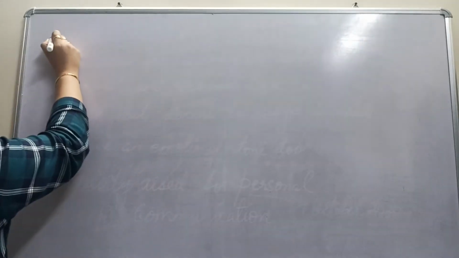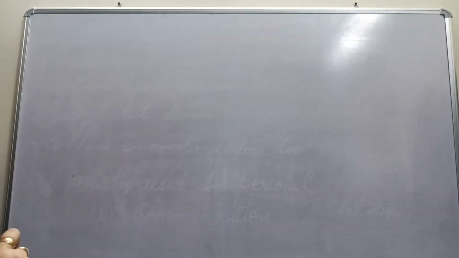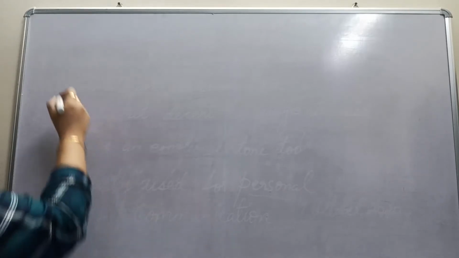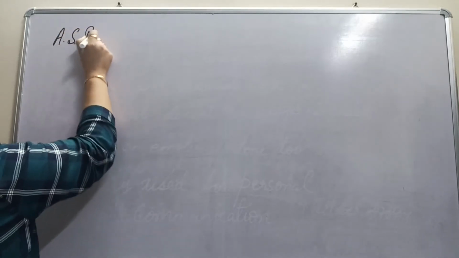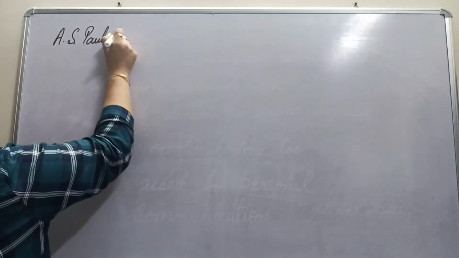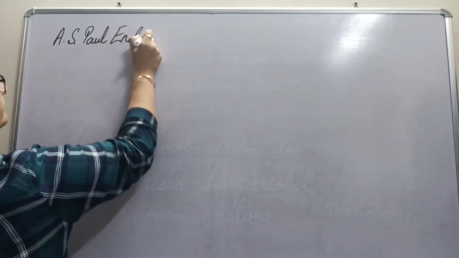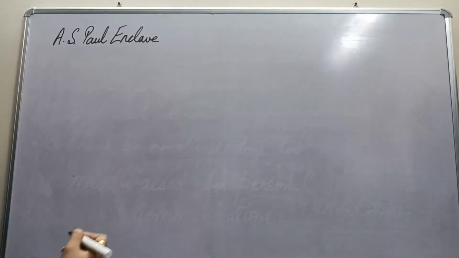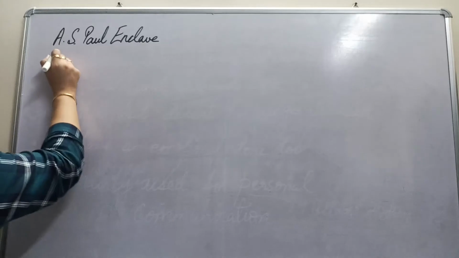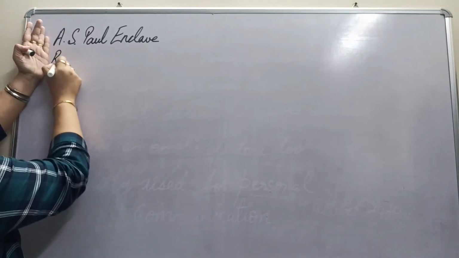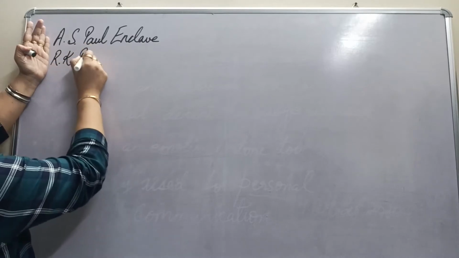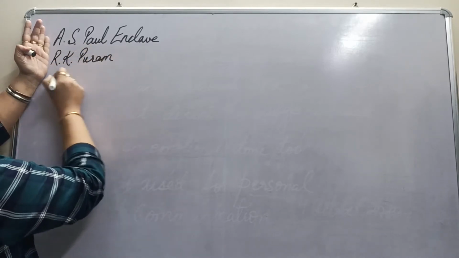To begin with, suppose I pick up an address and I write, let's say, A.S. Paul Enclave. Further, the address says R.K. Puram, New Delhi. Now I have to put R.K. Puram just under that A.S. Paul Enclave, R.K. Puram, New Delhi.